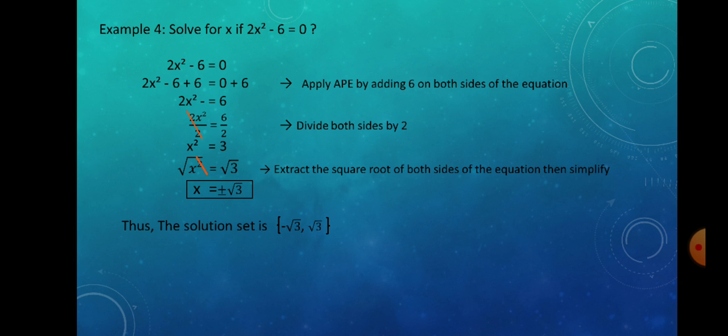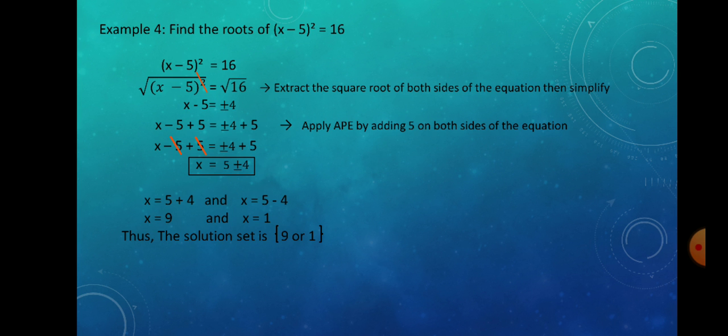Okay, because 2 is the one accompanying our x squared, right? So, that is why we divide both sides by it. So, the answer will become x squared is equal to 6 divided by 2, which is 3. Then, extract the square root of both sides of the equation. Okay, so what is left is x. Then, the square root of 3 has no exact square root. So, the answer will become positive or negative square root of 3. Thus, the solution set is negative square root of 3 and positive square root of 3.